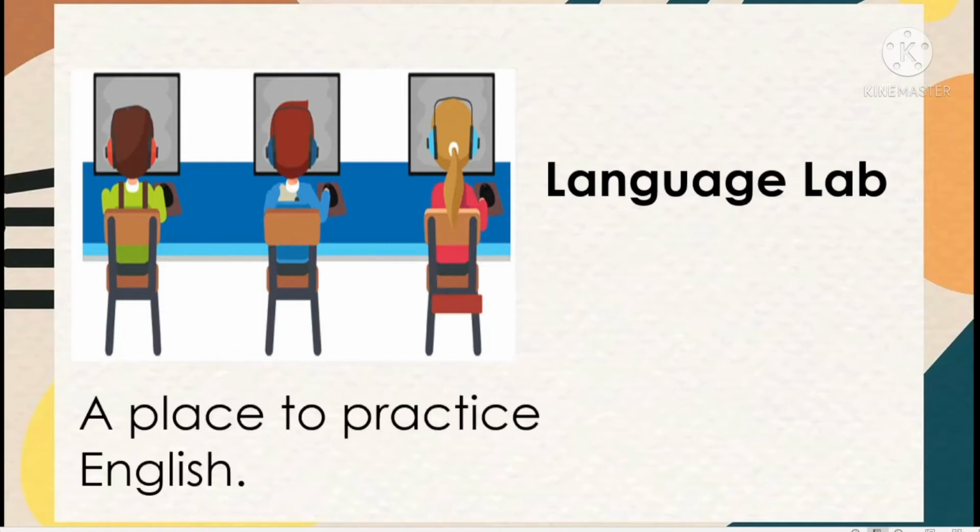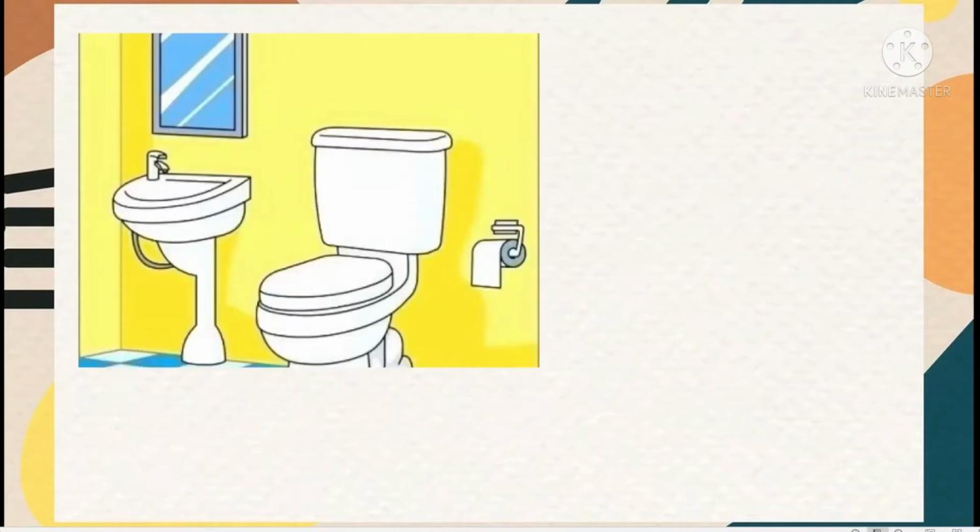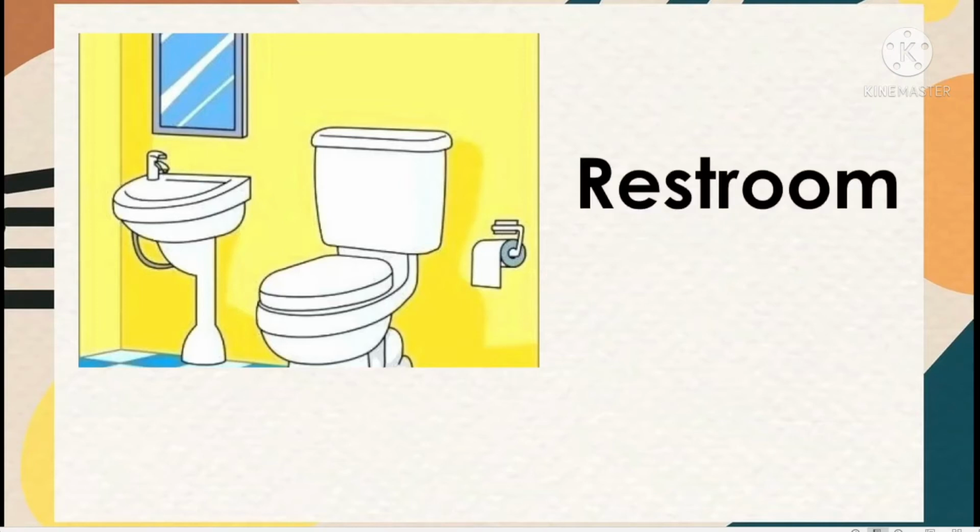Now this is a place to practice English. Very good. A place to practice English. Let's go to the next one. I can see the toilet. I can see the faucet. The mirror. Now what place is this? This is the restroom. Good job. The restroom.